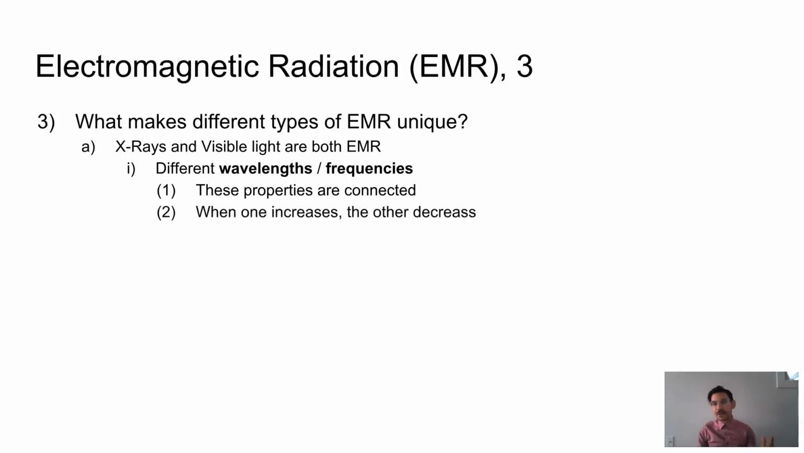So when one of these increases, the other must decrease. And that's what we call an inverse proportional relationship. They are inverse in that when one goes up, the other goes down. Let's talk about wavelength first.